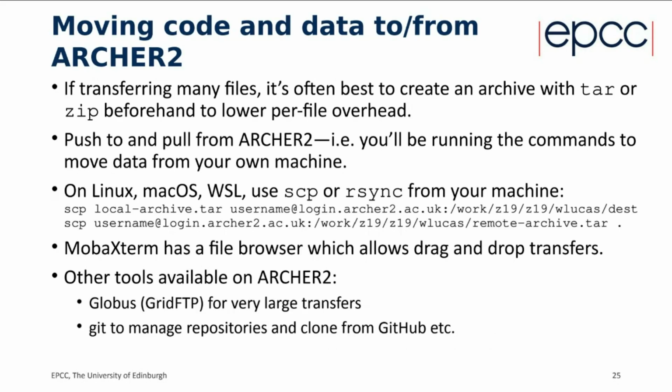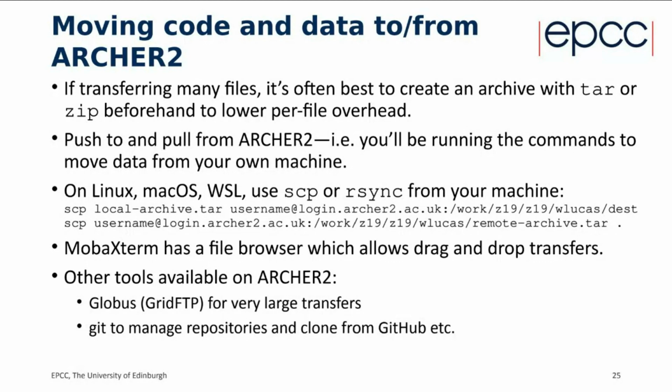I think finally on this section, just quickly about moving code and data to and from ARCHER2, because you'll probably be wanting to move input data, initial conditions there, or maybe you'll be moving code. Something that's handy to remember is that if you're moving a lot of files, it's often best to create an archive first with either tar or zip. Either is fine. That's because when you're moving lots of files, each file has an overhead on the transfer, whichever protocol you're using. But if you put them all into a single archive, that overhead is just reduced to one file basically.